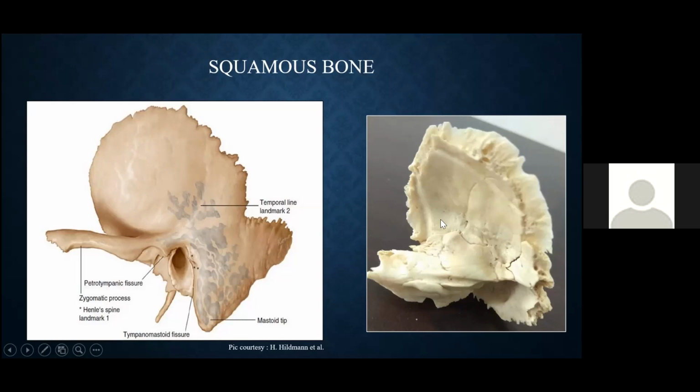And at the junction of these two parts, the horizontal and the vertical, we can see a projection or a process, which is called as the zygomatic process. This zygomatic process has a very important fossa or a pit, which is called as the glenoid fossa, for articulation with the head of the mandible. And in front and behind this glenoid fossa are small tubercles for attachment of the capsule of the temporomandibular joint. This zygomatic process further extends anteriorly, fans out, and articulates with the zygomatic bone.